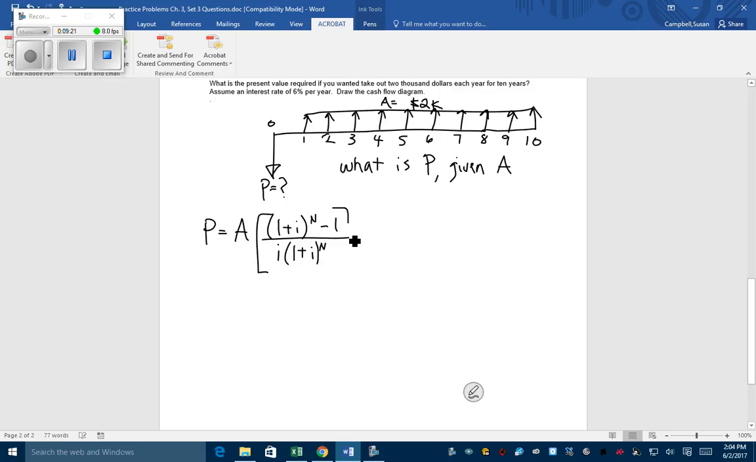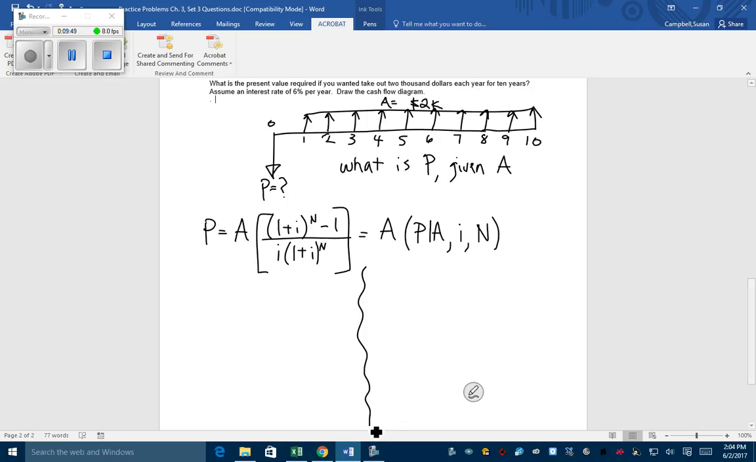And when you write this formula out, you begin to say, okay, now I can see why people start to choose to use the interest factors instead. So the equivalent interest factor is, what is P given an amount A at a certain interest rate over a certain number of years? So let's solve this both ways and make sure we get the same answer.